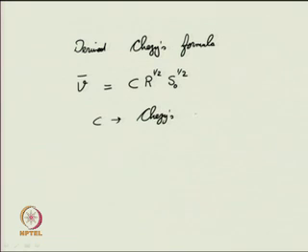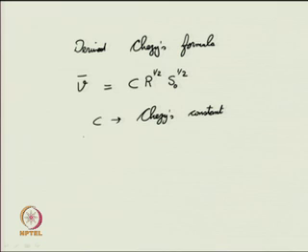If you recall the Chezy formula, we suggested that the average velocity through a cross section V is equal to some coefficient C into R to the power of half S naught to the power of half, where C was suggested as Chezy's constant. We also have seen that this Chezy equation is very much complying with the uniform flow equation.